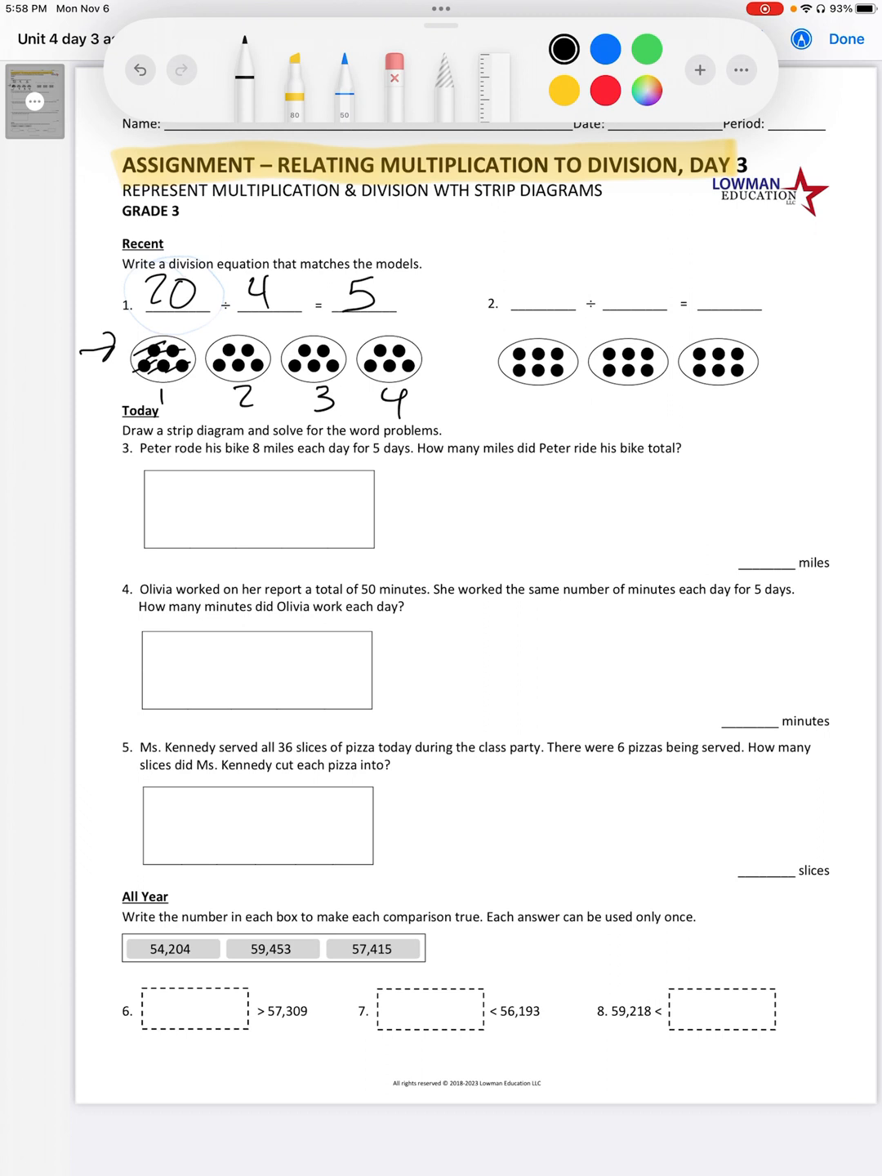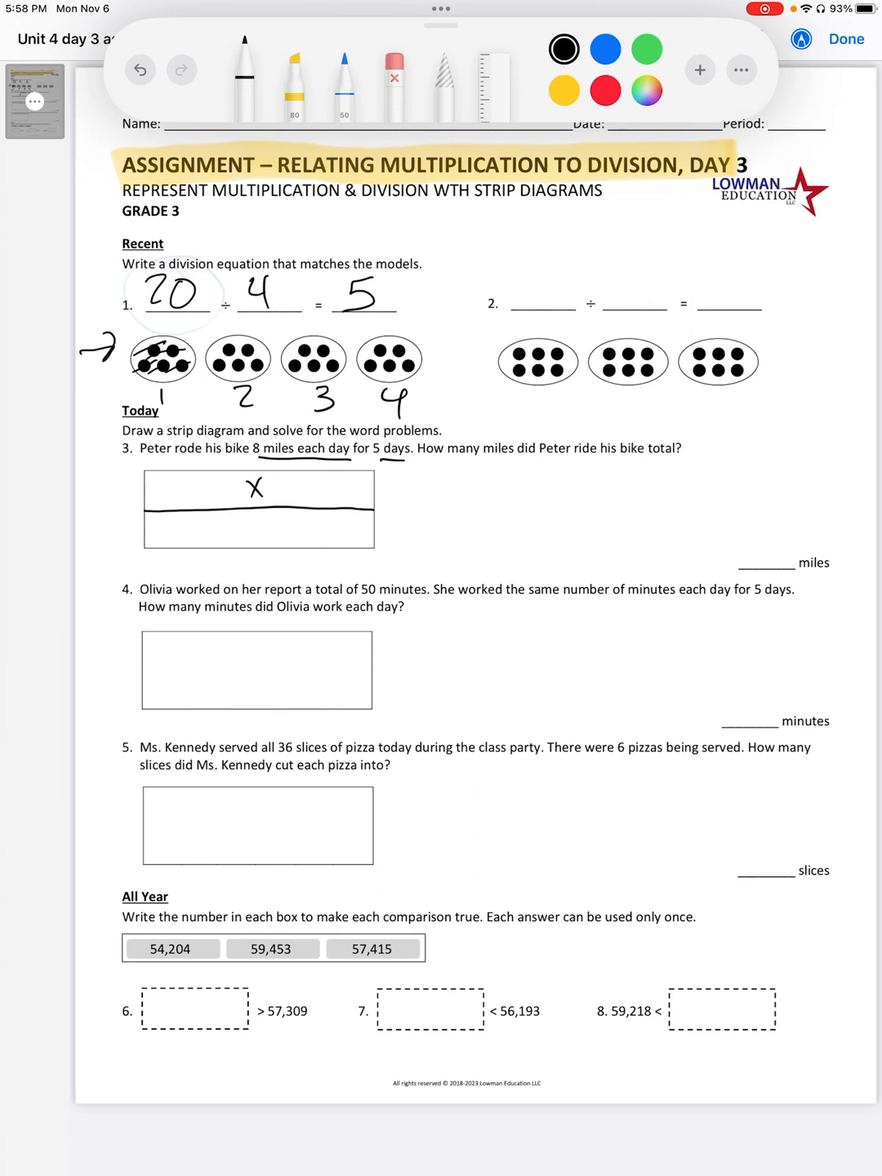Peter rode his bike 8 miles each day for 5 days. How many miles did Peter ride his bike total? To turn this little rectangle into a strip diagram, step 1 is to divide it in half horizontally. The top of a strip diagram, whether it's an addition, subtraction, division, or multiplication strip diagram, the top is always going to be your total.